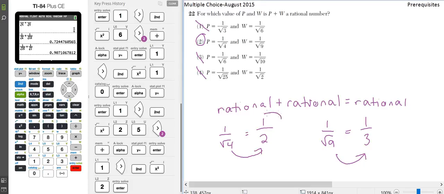So if you notice that this fraction is rational, and this fraction is rational, when you add 2 rational numbers, you're always going to get a rational number. So therefore, without even testing the other answer choices, you know that choice 2 is the answer to the question because a rational plus a rational is always a rational number.